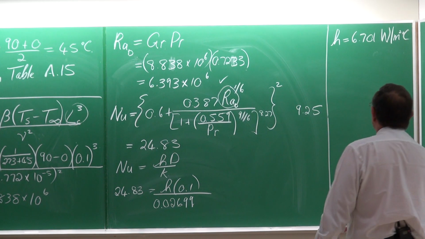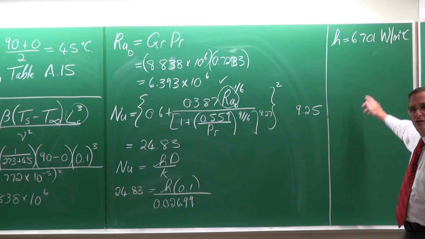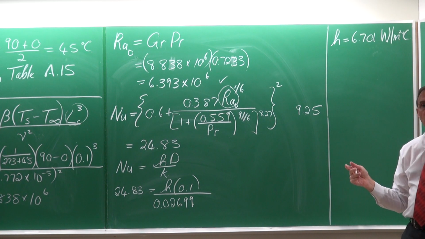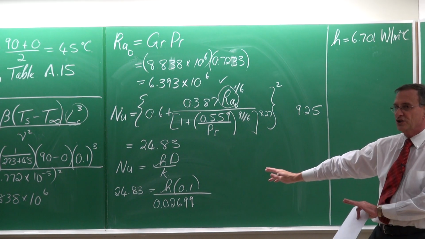So this is always something that is very important for you to realize, that most probably the answer is about right. If the answer was 6,701, then you should know it can't be, I've made a mistake somewhere, let me just go and check.